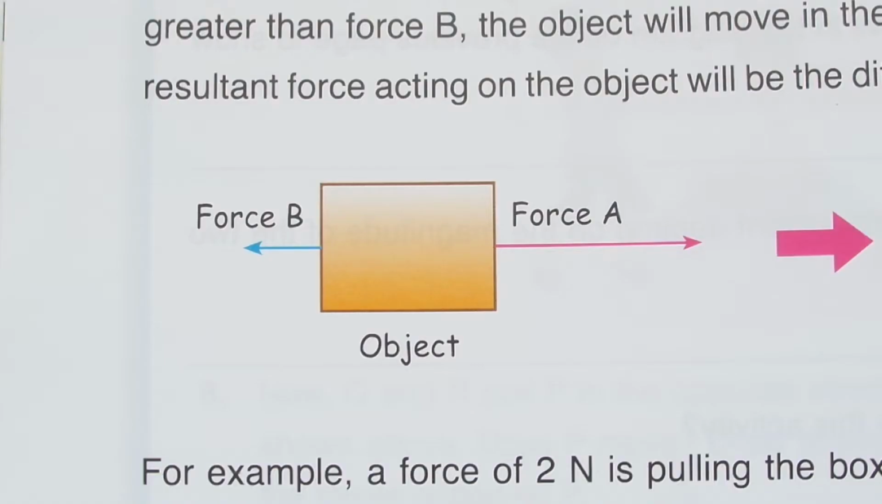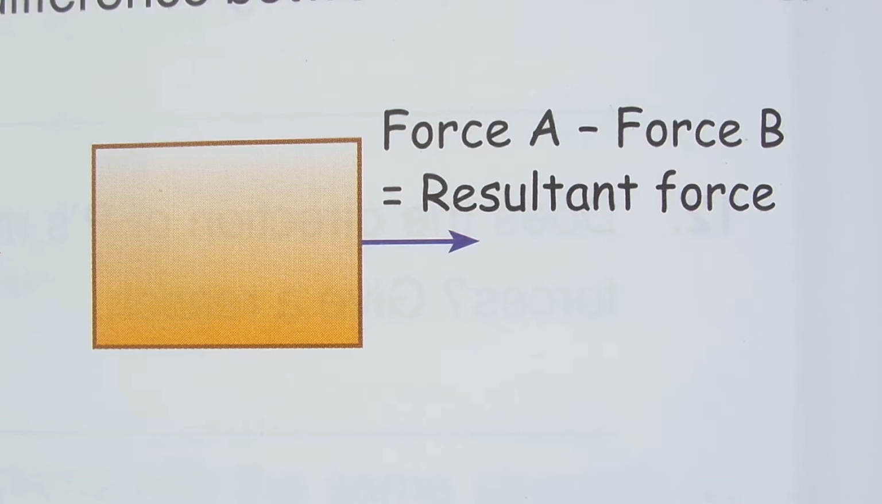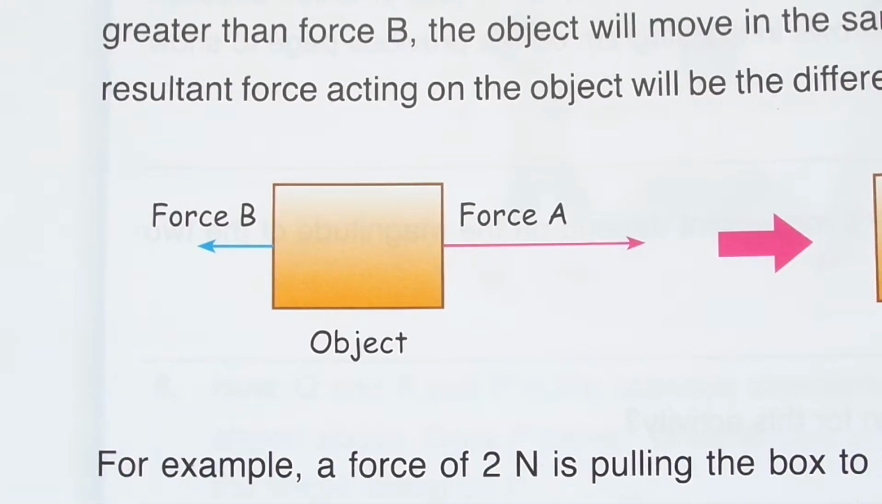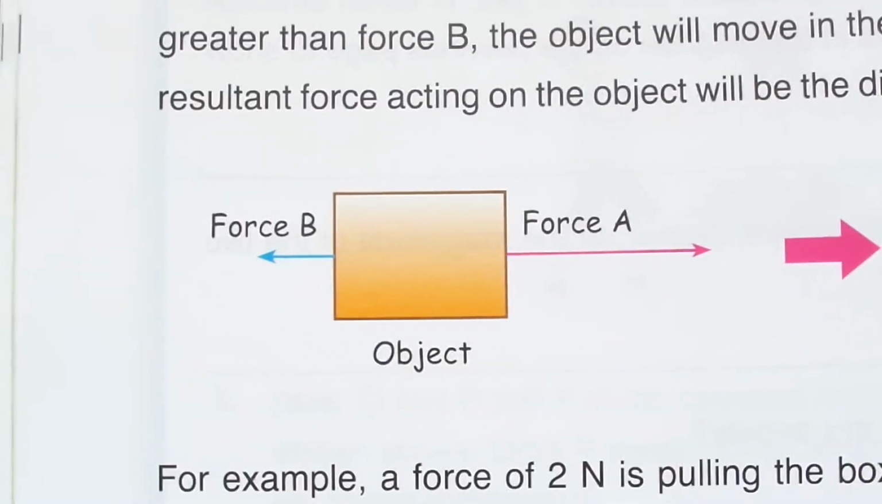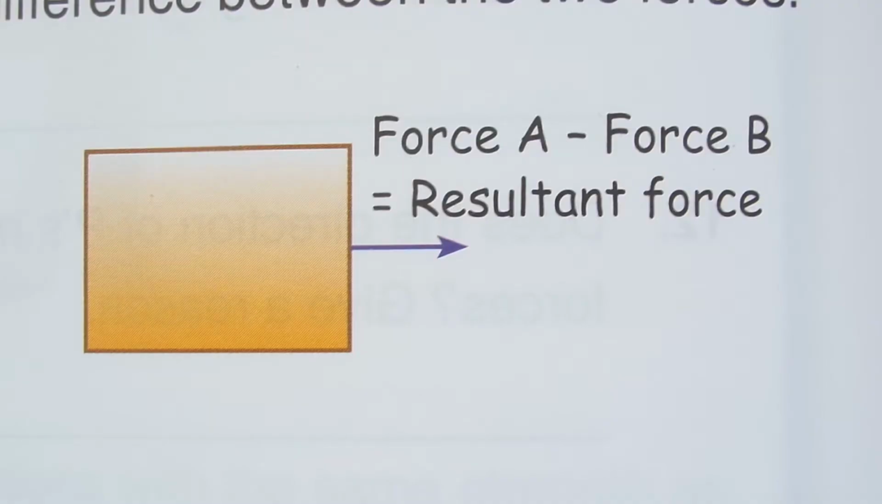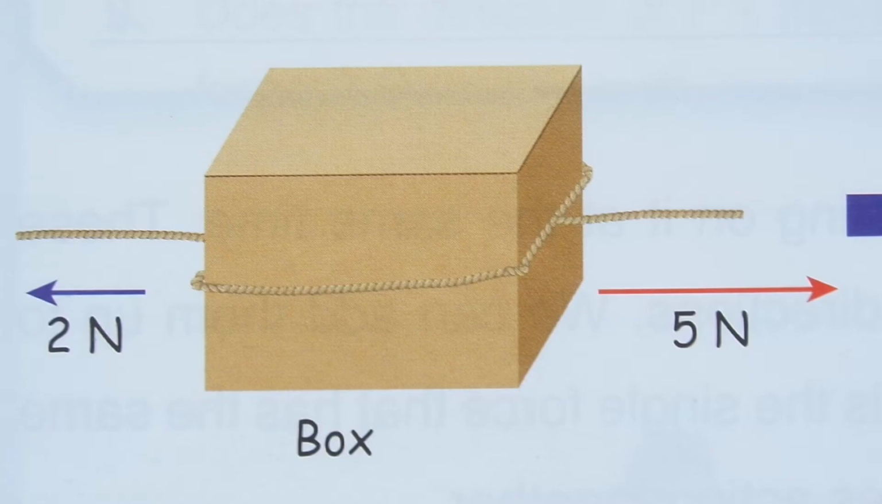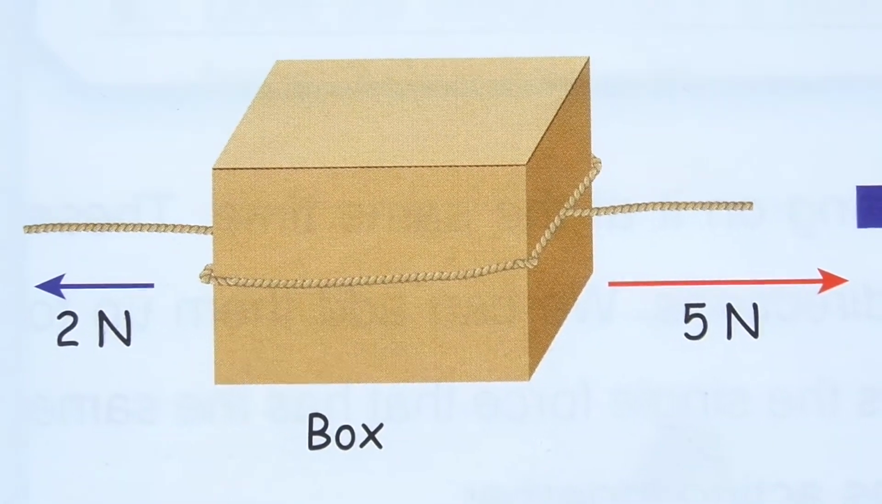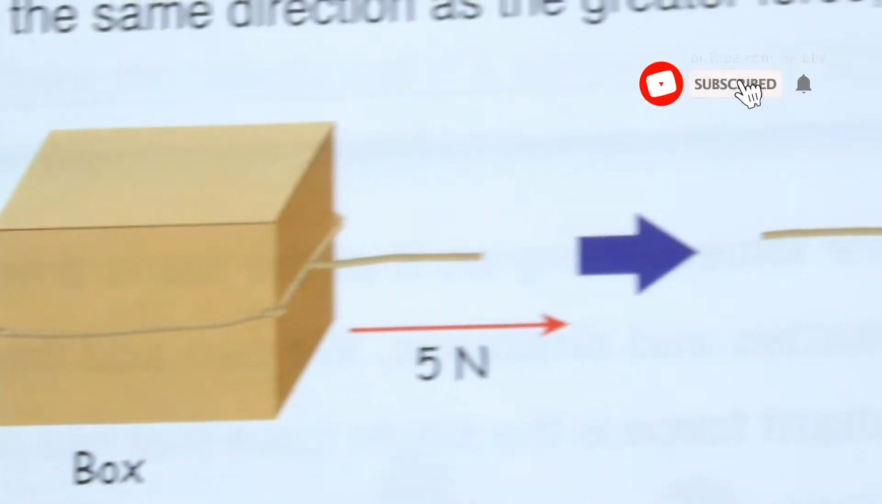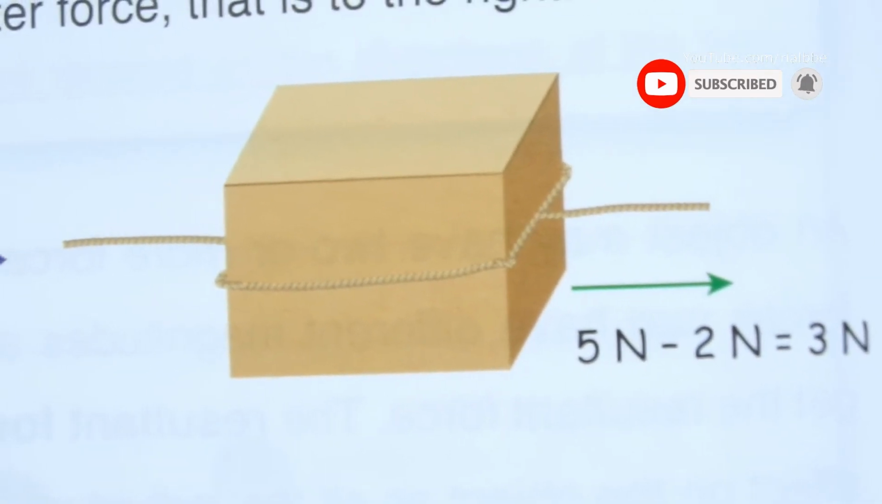If an object is acted on by two forces in the opposite direction, and force A is greater than force B, the object will move in the direction of force A. The resultant force acting on the object will be the difference between the two forces. For example, force A of 2 newtons is pulling the box to the left, while force B of 5 newtons is pulling the box to the right. 5 newtons minus 2 newtons is equal to 3 newtons, which is our resultant force.